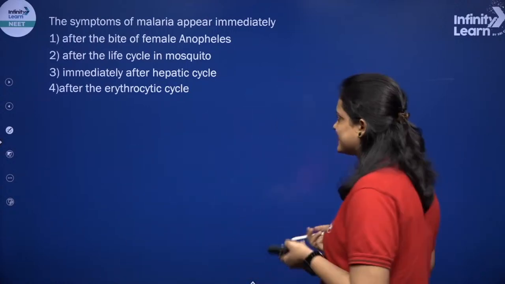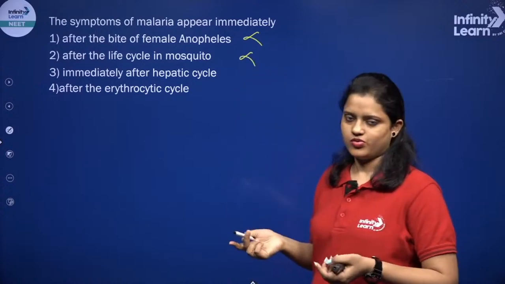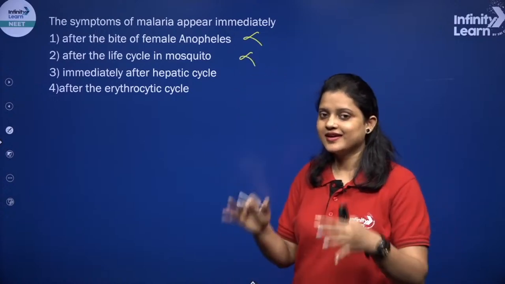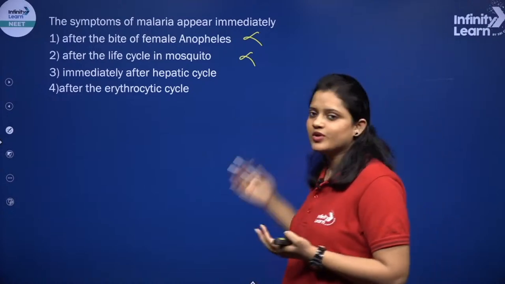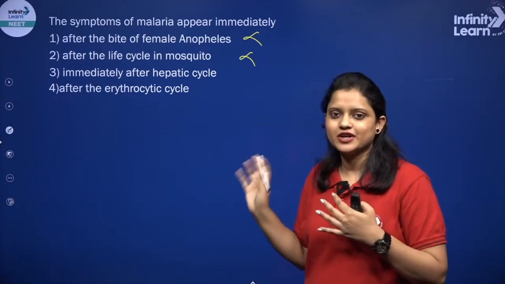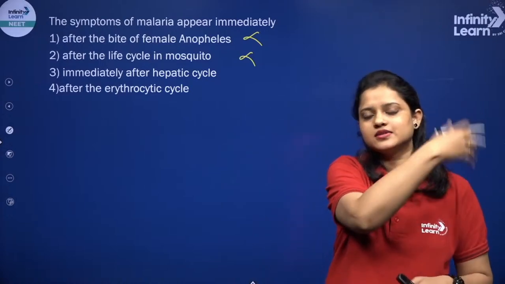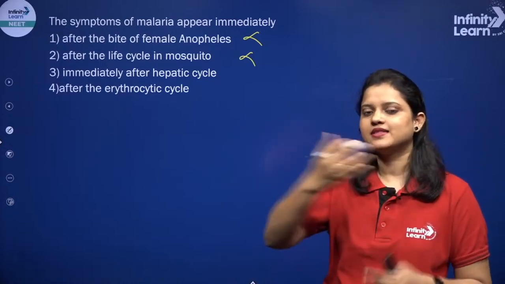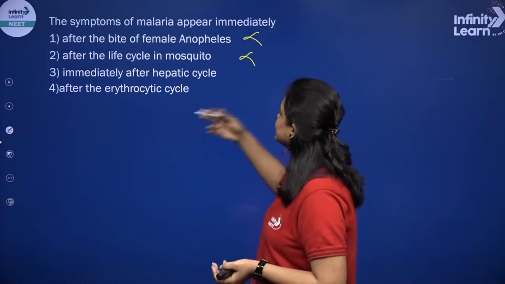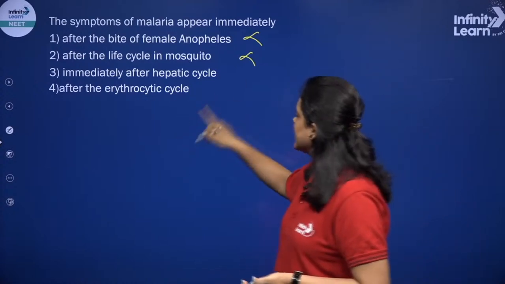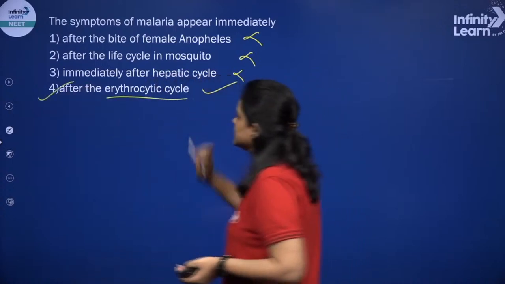No, this is not the case. After the life cycle in the mosquito? No. After the life cycle in the human itself you will experience it, isn't it? This malaria symptom will not wait for you to be bitten by another mosquito and then the life cycle will complete there and then you experience fever and chills. No. Immediately after the hepatic cycle or after the erythrocytic cycle, the correct option will be after the erythrocytic cycle.